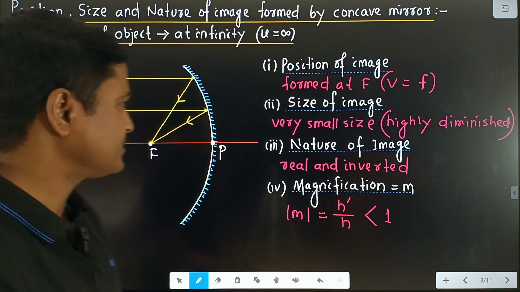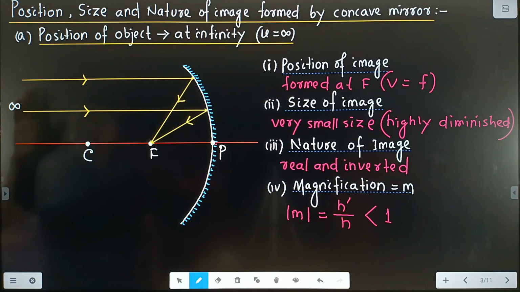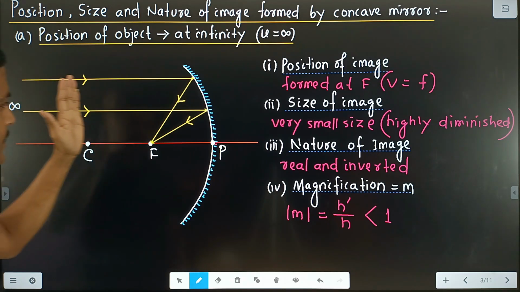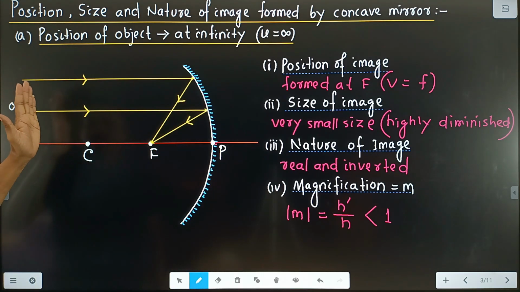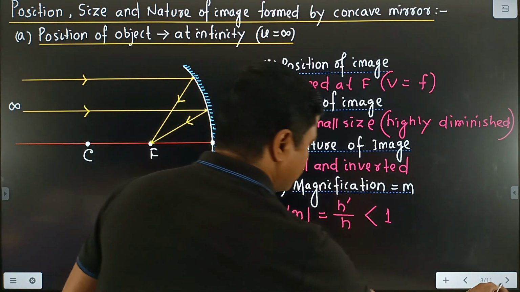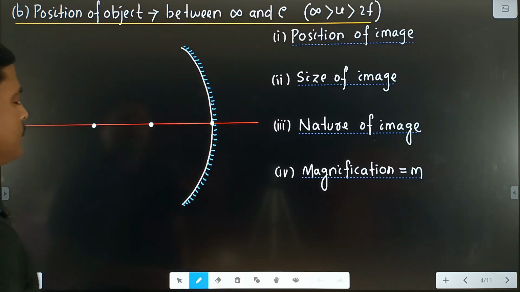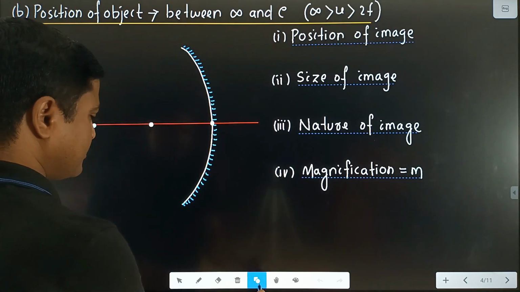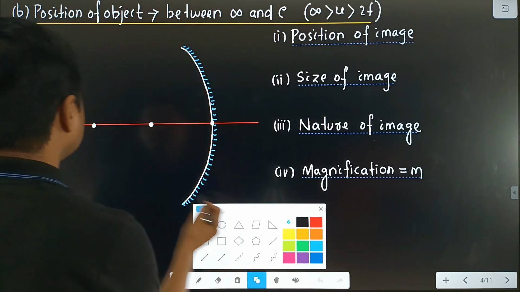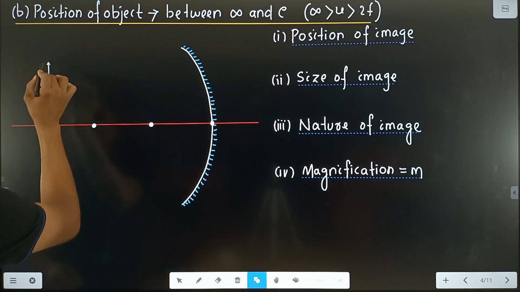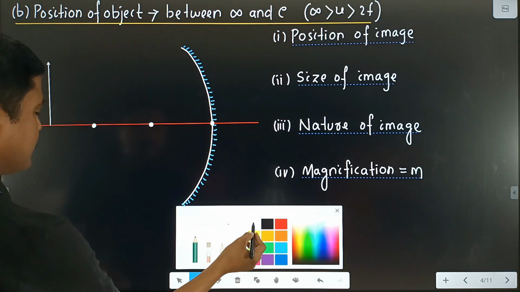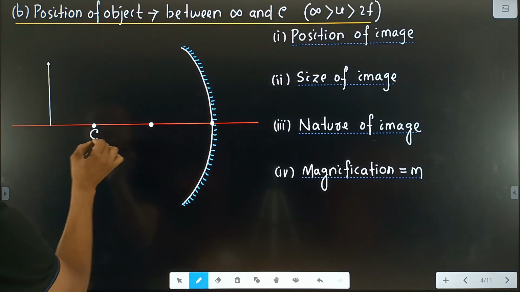Then second case, now we move the object. If the object moves towards the concave mirror, then the second position is where the object is situated at this point. At this point means in between infinite and center of curvature. This is the second point. Now the object is situated in between infinite and center of curvature, and we also write that this point is the center of curvature.